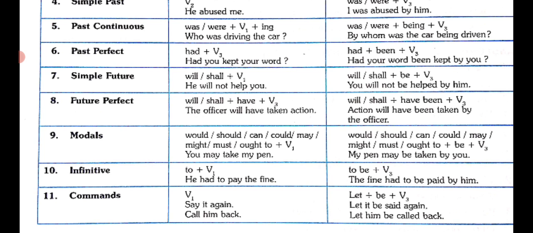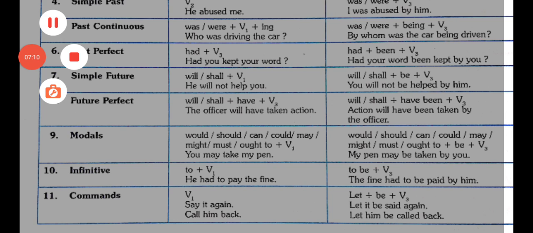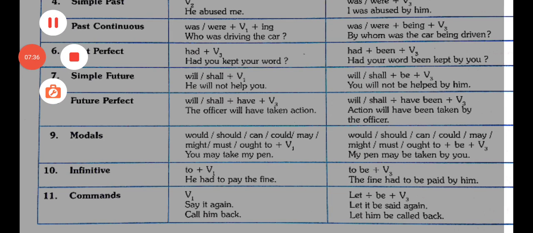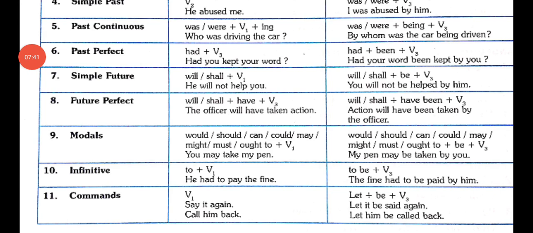Who was driving the car? Here, who was driving the car? Who changes into by whom. So, by whom after the helping verb, by whom was, after that object, the car being driven. Next, past perfect, had plus third form. Had you kept your word? Had in passive voice, had plus been plus V3. Had your word been kept by you?